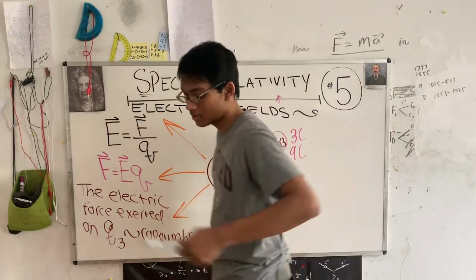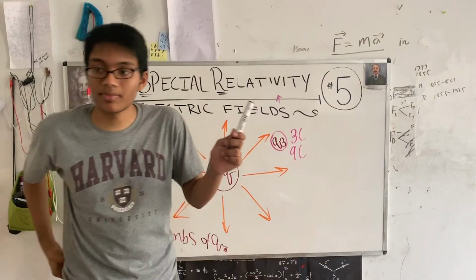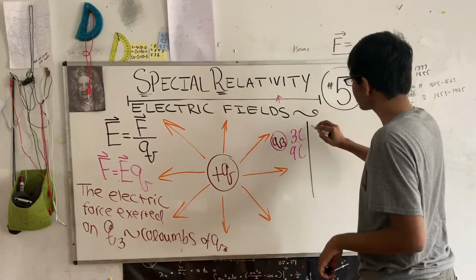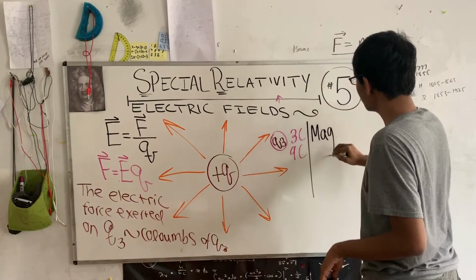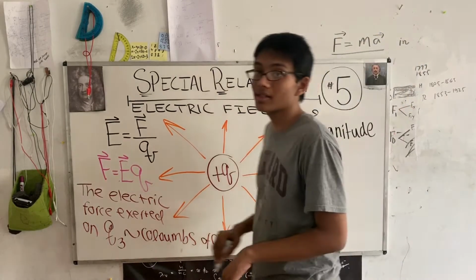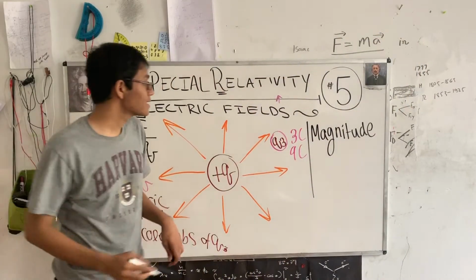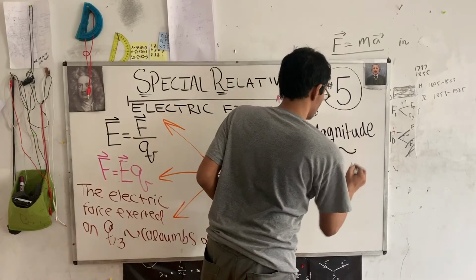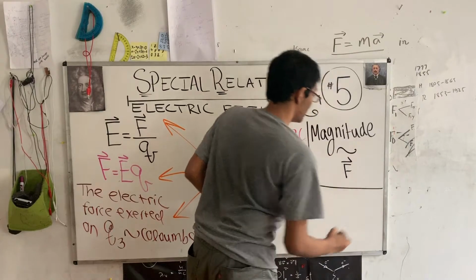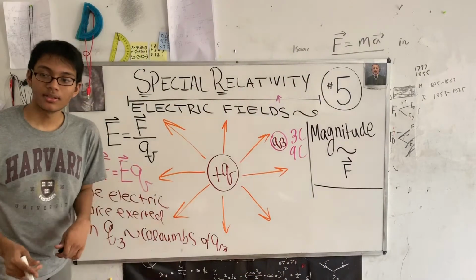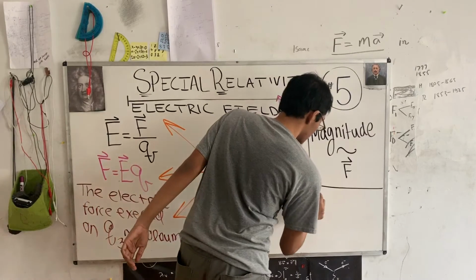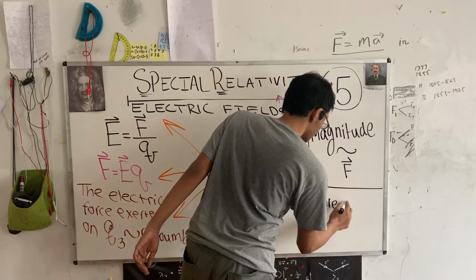So let's see what marker comes out of my back pocket, and it's black. So let's go ahead and write down the magnitude. We know that the magnitude of the electric field is going to be proportional to the electric force generated by said field. Okay? And what about the direction? The direction of the electric field.